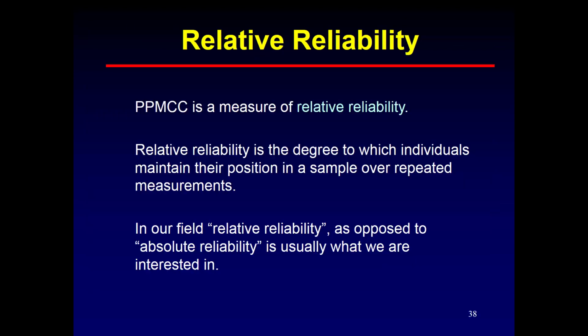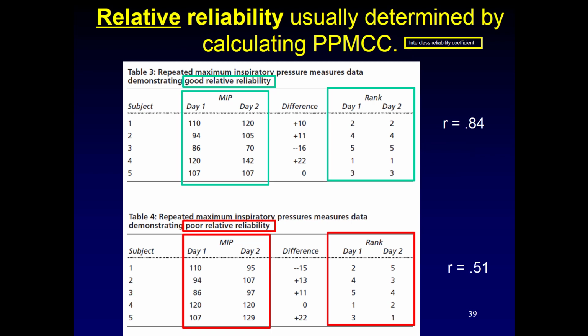All right, let's just talk about the two types of reliability now. There's relative reliability and absolute reliability. With relative reliability, you are getting a measure of the degree to which individuals maintain their position or rank in a sample over repeated measurements. So you test people twice, and you see, were people who scored high on the first trial high on the second trial? Or people who scored low on the first trial, low on the second trial? This is what we call relative reliability, and this is what we usually see reported in research articles that document the reliability of a test.